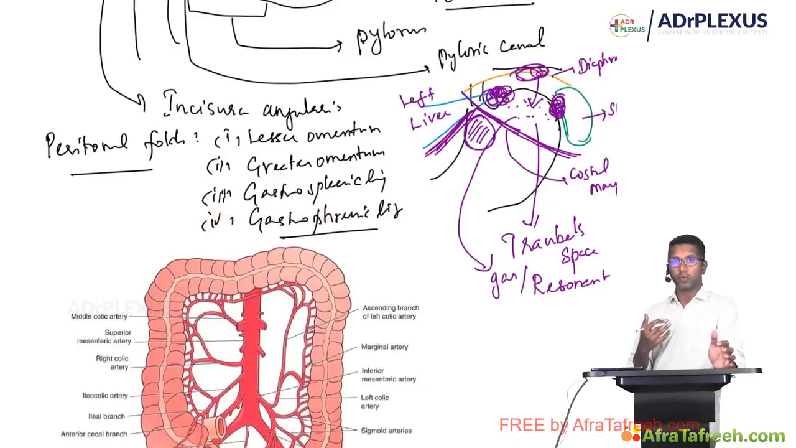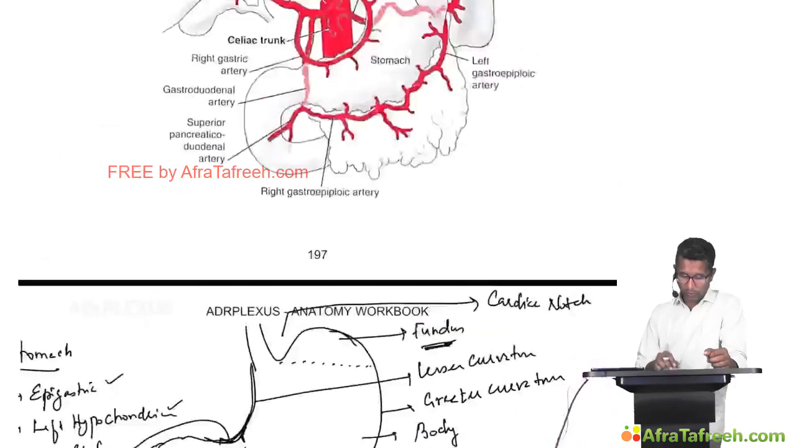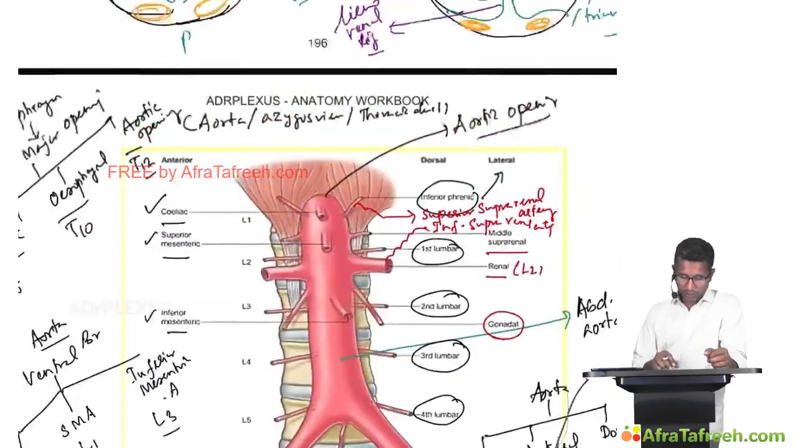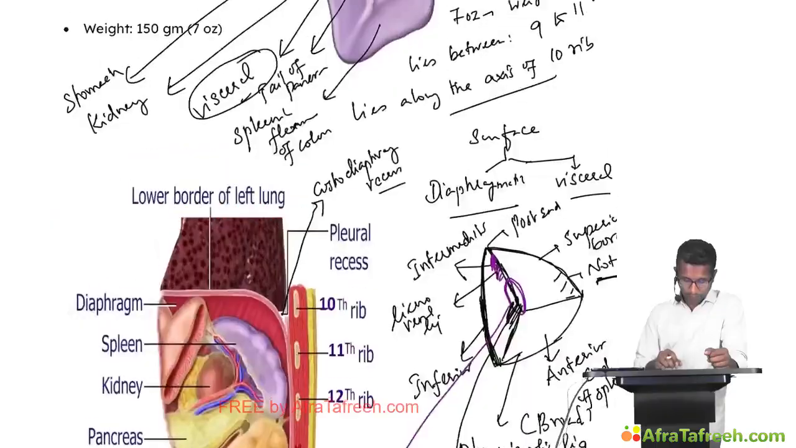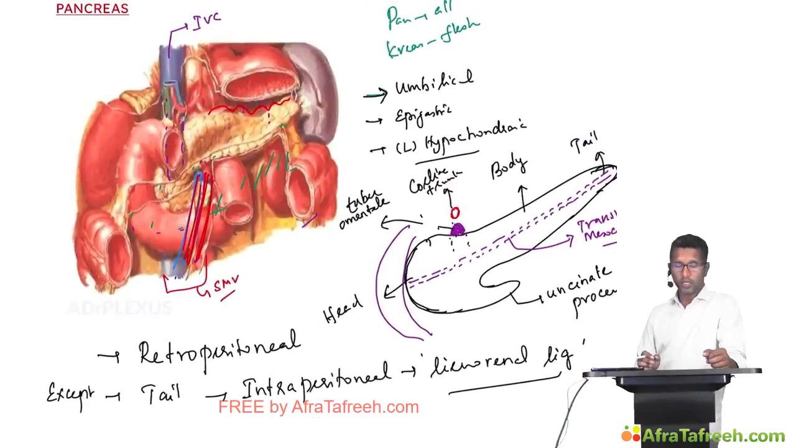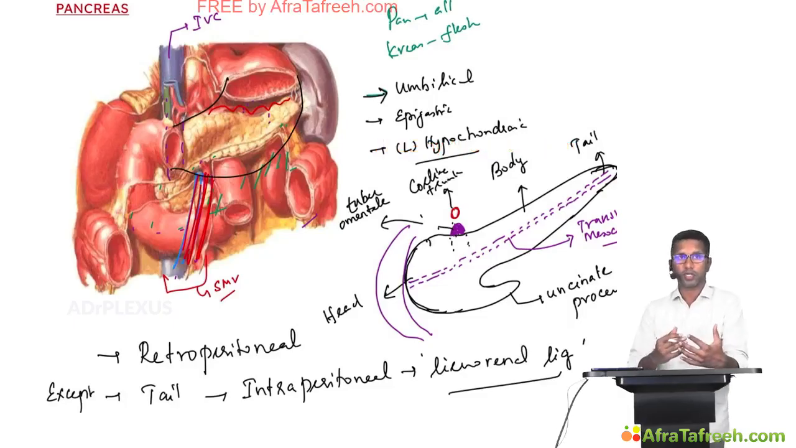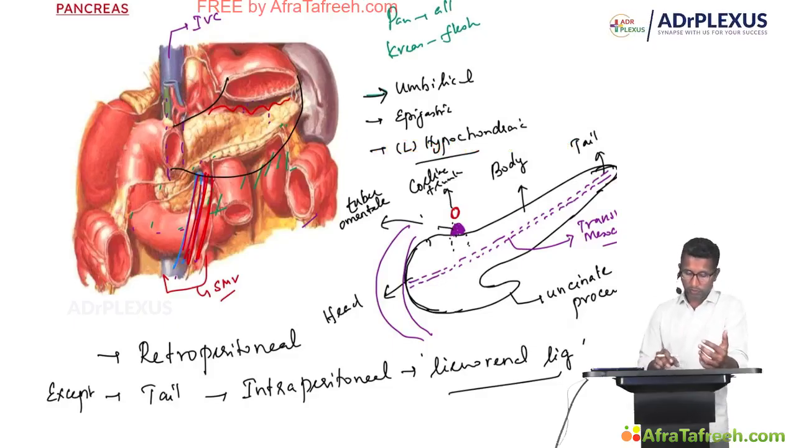Now we come to one important relationship of the stomach, that is the structures forming the stomach bed. What are all the structures that form the stomach bed? If you see this picture, you can easily say. Here you can see the stomach has been removed, and this is a part of the stomach. When you remove the stomach, the structures you see behind it form the stomach bed.